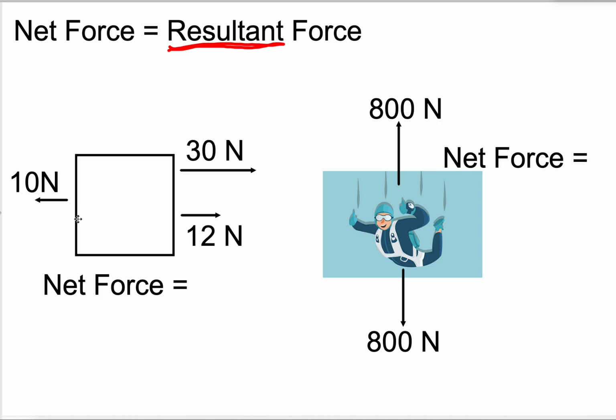So if I were to look at this box, let's say this box is being pulled with a 10 Newton force in this direction. It's being pulled with a 30 Newton force to the right and a 12 Newton force to the right. What would be the one force that would replace all of those other forces? Can someone shout it out?